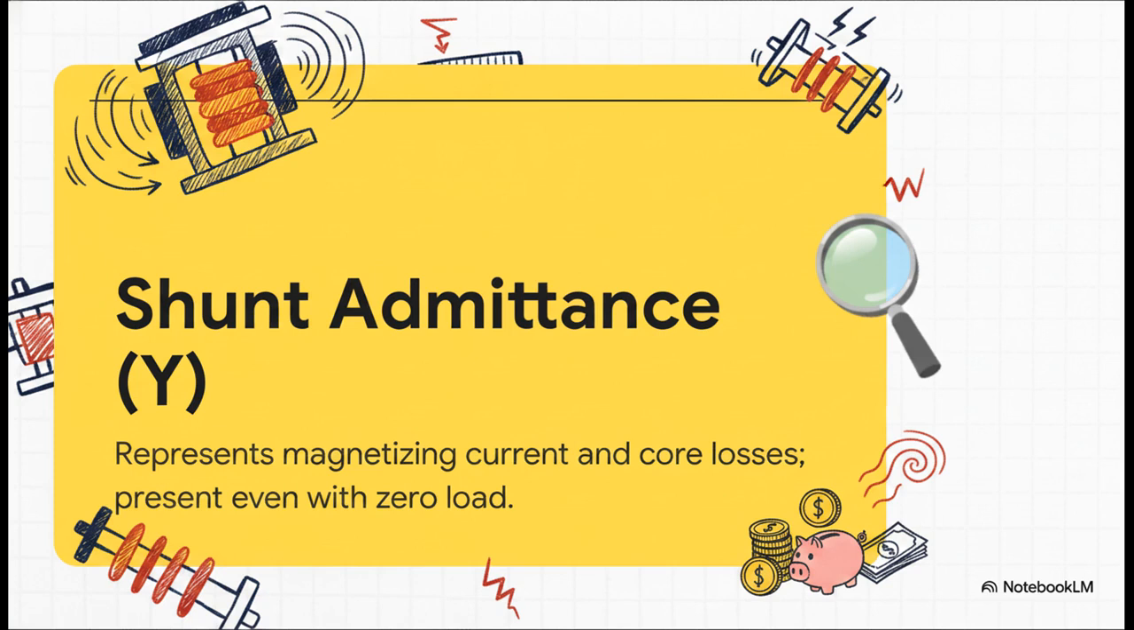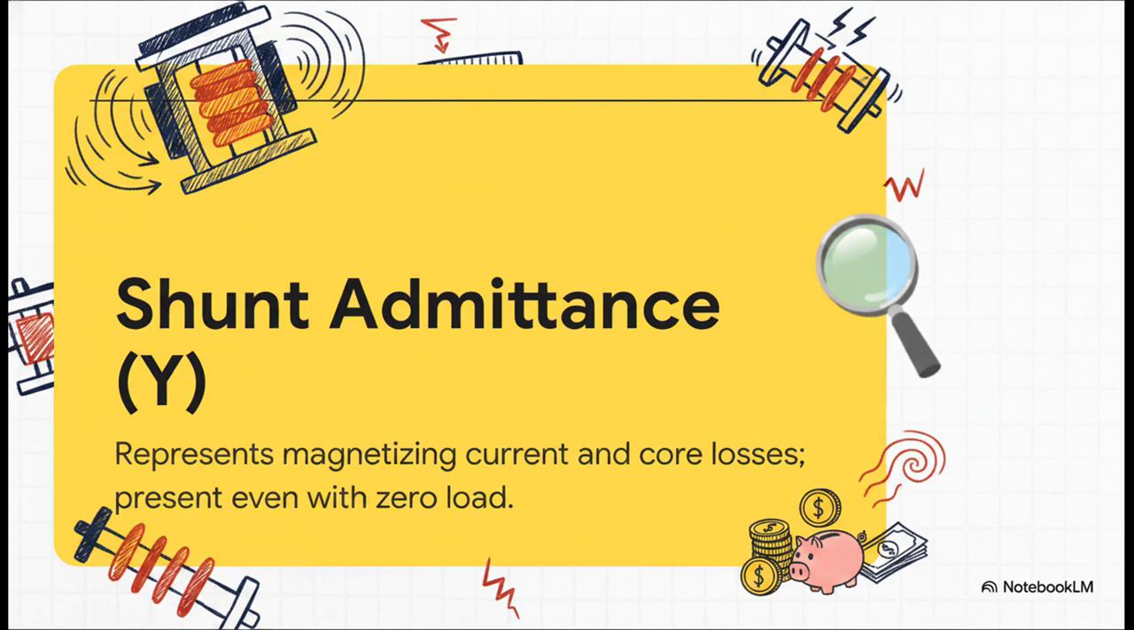The second pathway is the shunt admittance, denoted as Y. This branch represents the magnetizing current you need to actually set up the magnetic flux in the iron core, along with the core losses like hysteresis and eddy currents. Honestly, just think of this as the taxes or the overhead of the transformer. It's the power the unit draws just to maintain its magnetic core, even when absolutely nobody is drawing power on the other side.